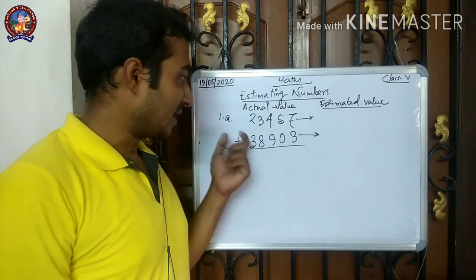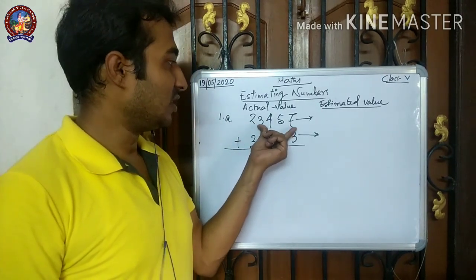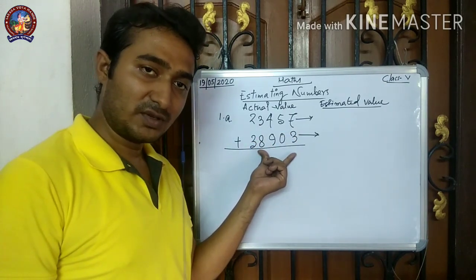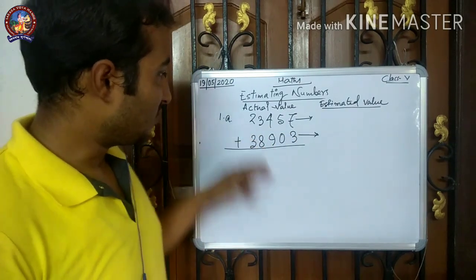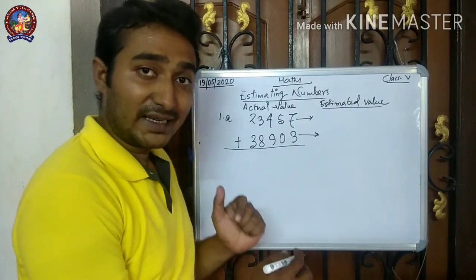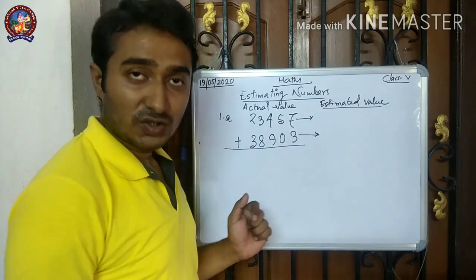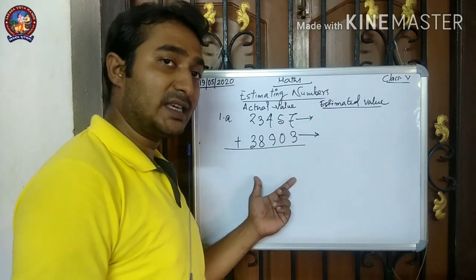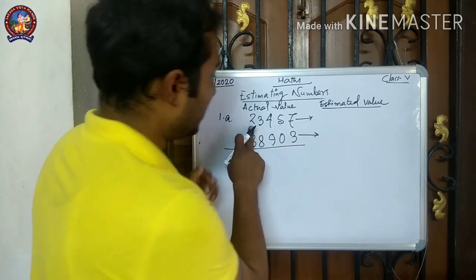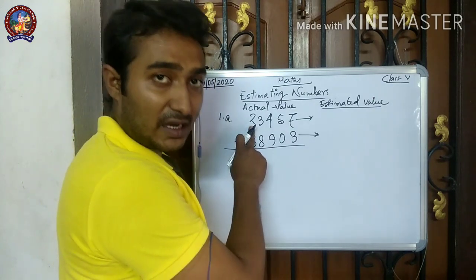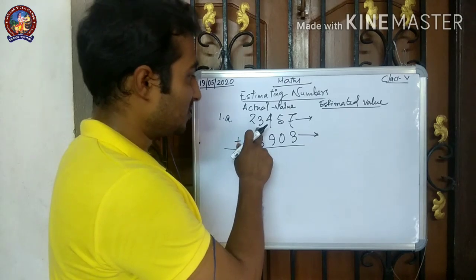Okay, so maximum number of zeros means all the last 4 digits will become 0. Here also all the last 4 digits will become 0. So for that we have to estimate at the highest place value. This is a 5-digit number, and this is a 5-digit number. So we will estimate to the highest place value, that is the 10,000 place. So the next digit we will see.